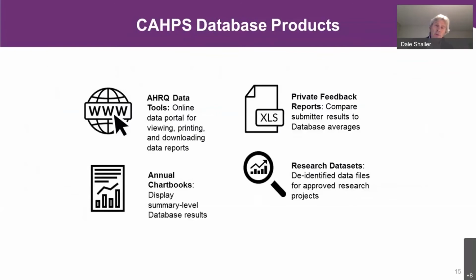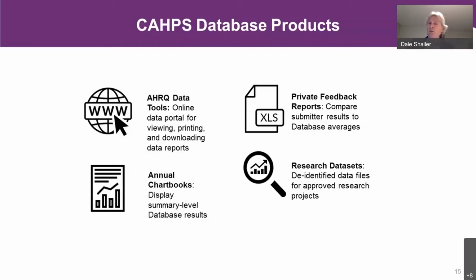So each database that we maintain has 4 basic kinds of products. The first is an online data portal, which is accessible to anyone with access to the internet. You can go online and view summary level data results for each database that is supported on the portal. You can download and print customized reports. And when I say summary level, I'm talking about the data that are submitted that are aggregated together. So again, no organization-specific information is provided in that public space.